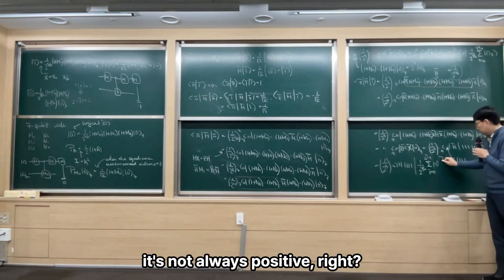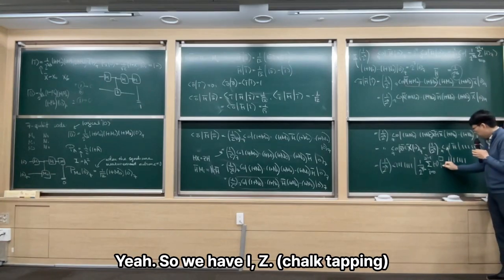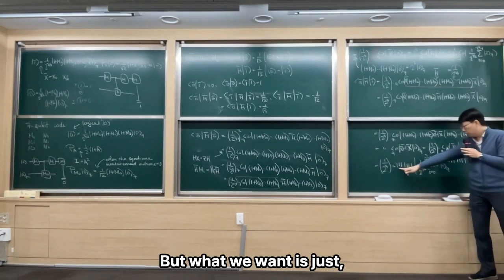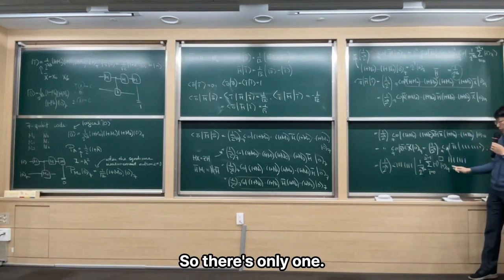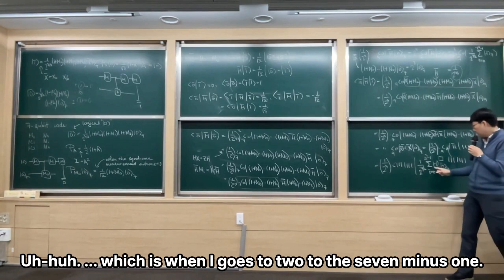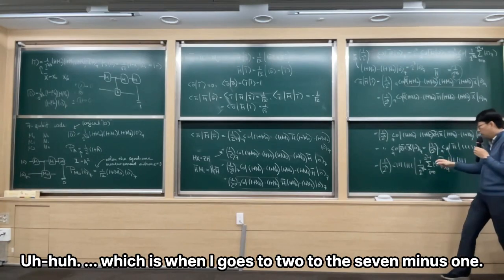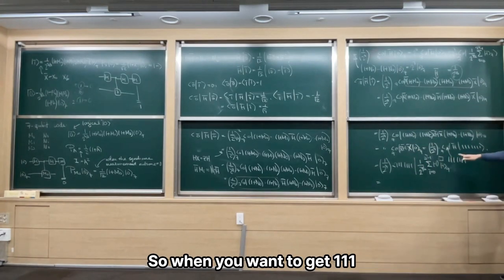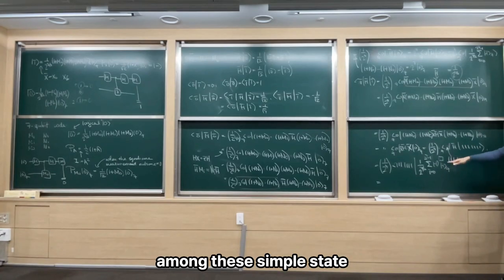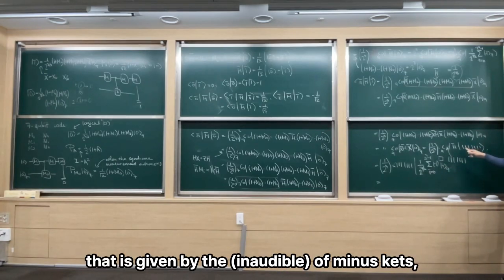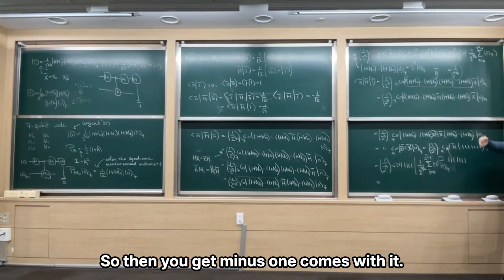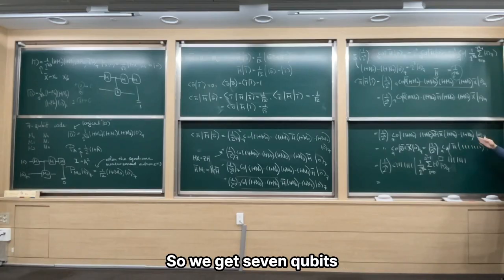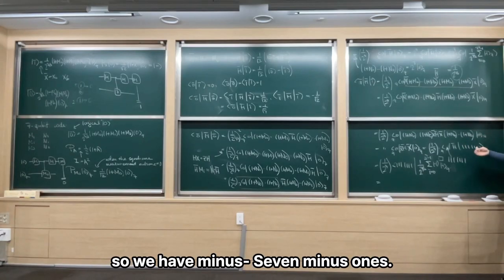coefficients are something, it's not always positive, right? So we have I, 7. But what we want is just, I want to take the base state, which has 1, 1, 1, 1, 1, 1, right? So there's only one of them, which is when I equals to 2 to the 7 minus 1. So what is the coefficient in that case? So when you want to get 1, 1, 1, 1 among this superposed state that is given by the tensor product of minus cats, 7 minus cats, then you just take the minus 1 cat for each qubit I, right? So then you get minus 1 comes with it. So we get 7 qubits, so we have minus 7 minus 1s.